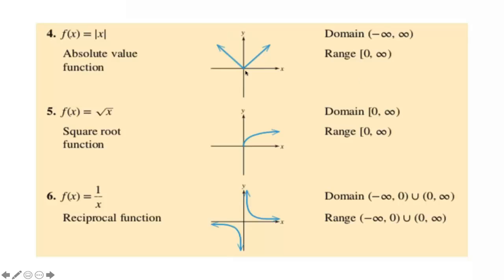And so the range is from 0 to infinity, including 0. For the square root function, the domain is, notice, only non-negative numbers. You cannot take the root of a negative number, and so there's no output on this side. And this is the shape of the square root function. And finally, the reciprocal function, as we saw in the example previously, looks like this.